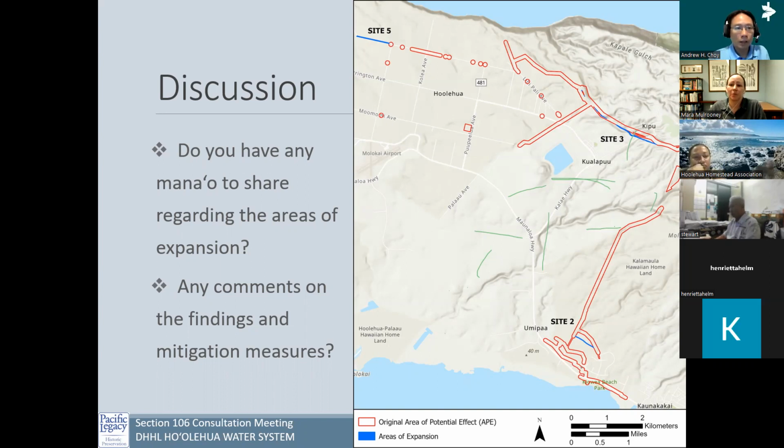Mahalo, Mara. A comment from Iolani. The landowner is the owner of the artifact and should consult with the State Historic Preservation Division on the best method to malama. So thank you for that comment. We will make sure to follow that direction.